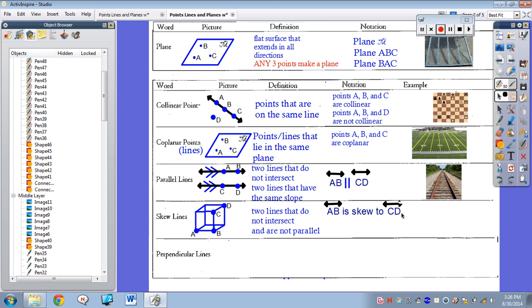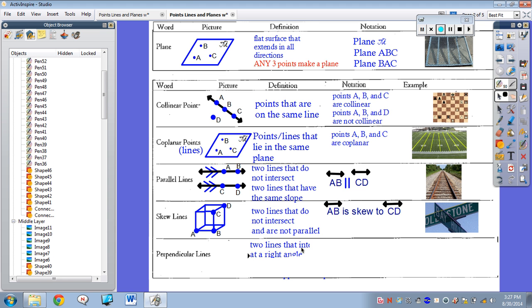Line AB is skew to line CD. There's actually no symbol for skew, so you would just write out the word skew. And the example in real life, so these are two street names. The street name on top is not parallel to the street name on the bottom, and those street names will never intersect one another.